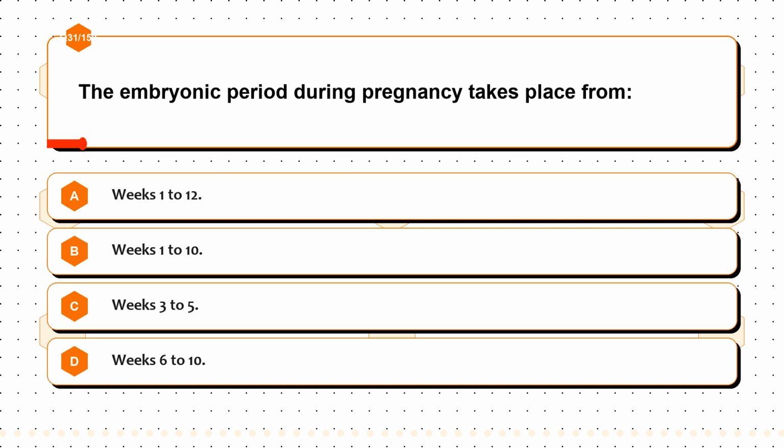Question 31. The embryonic period during pregnancy takes place from. Here are the options. Option A. Weeks 1 to 12. Option B. Weeks 1 to 10. Option C. Weeks 3 to 5. Option D. Weeks 6 to 10.